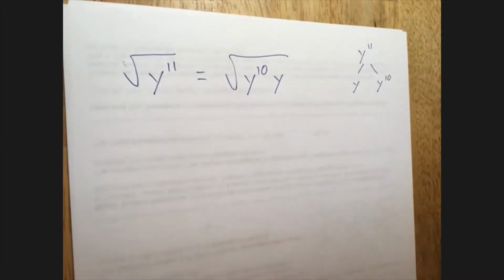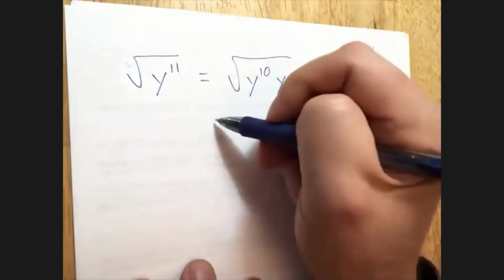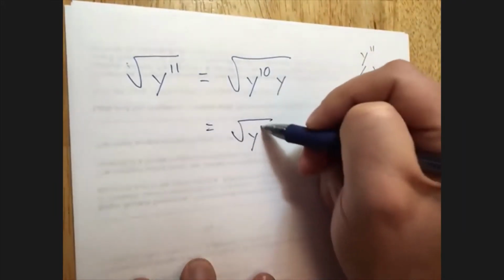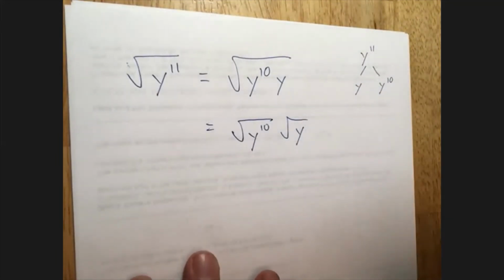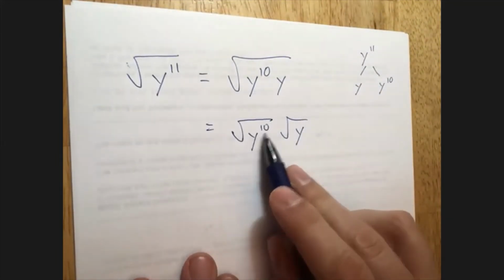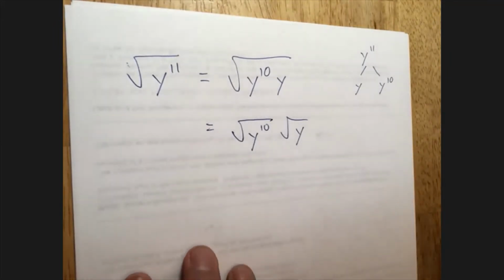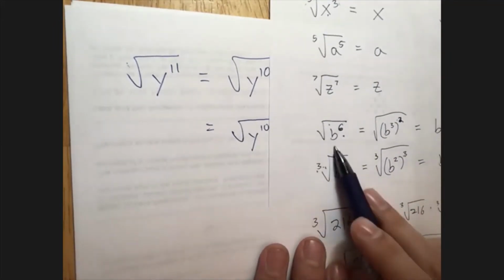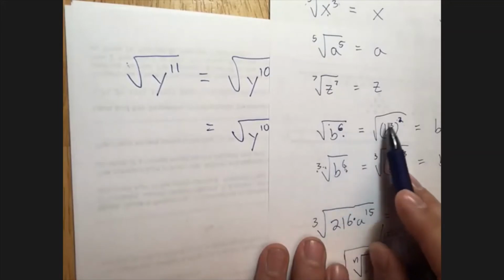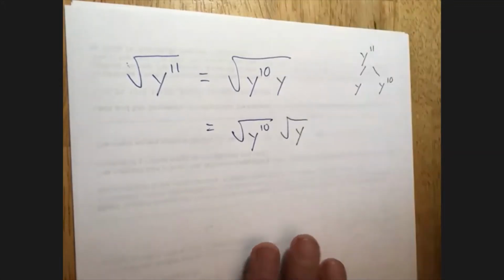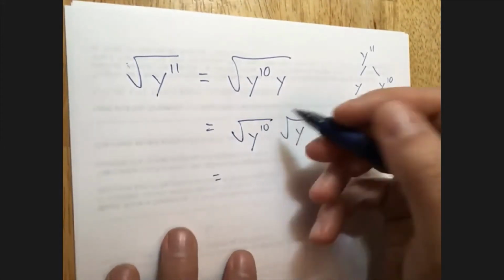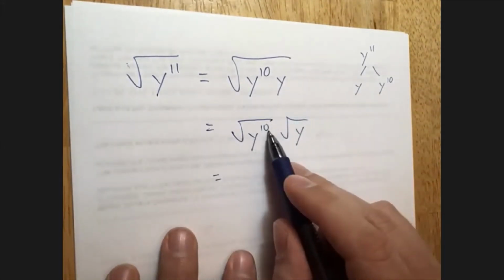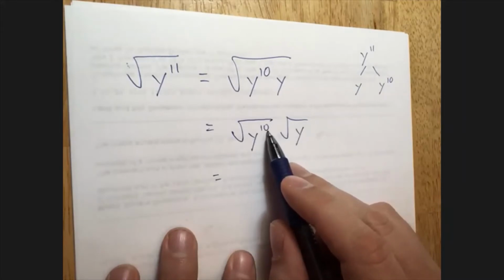Same thing we're doing with the numbers. And now this is good because I can do this. There's that property we have. And the square root of y to the 10. Now that is the type of problem that we had over here, right? This number is divisible by 2, so that's what enabled me to do this. And so that's the same thing I can do here. 10 is divisible by 2, right?